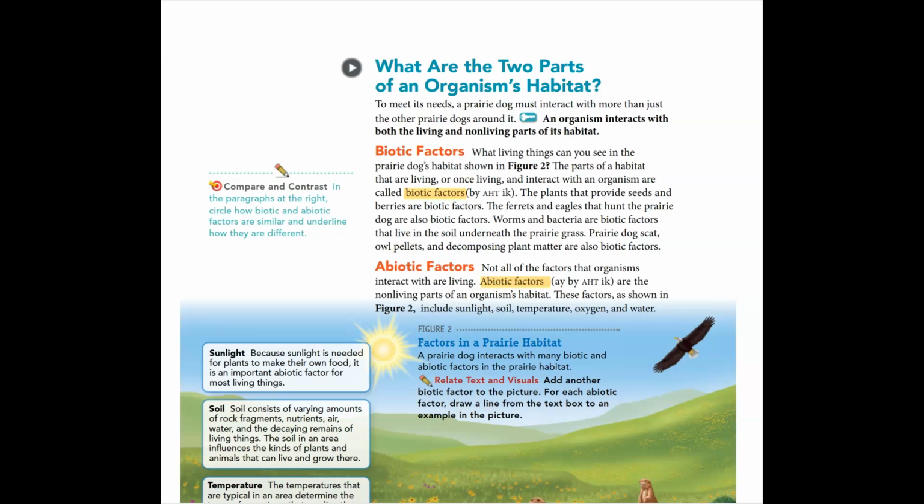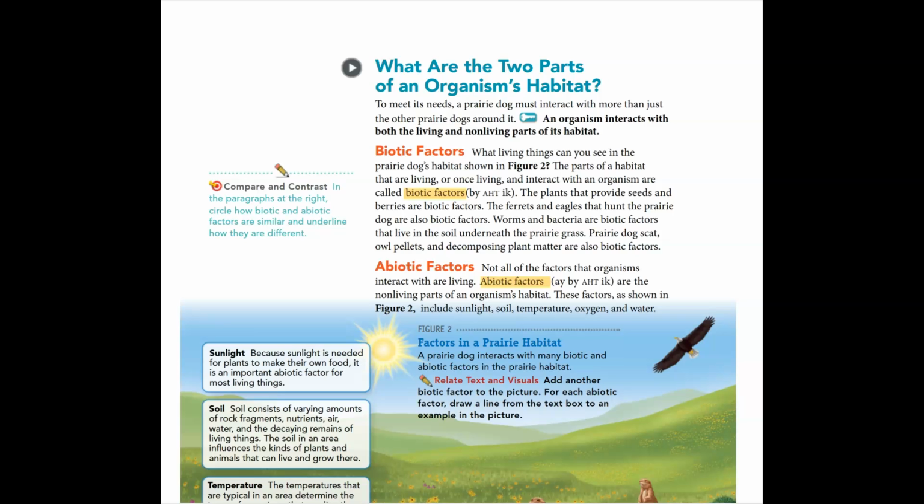What are the 2 parts of an organism's habitat? To meet its needs, a prairie dog must interact with more than just the other prairie dogs around it. An organism interacts with both the living and non-living parts of its habitat. Biotic factors. What living things can you see in the prairie dog's habitat shown in Figure 2? The parts of a habitat that are living, or once living, and interact with an organism are called biotic factors.